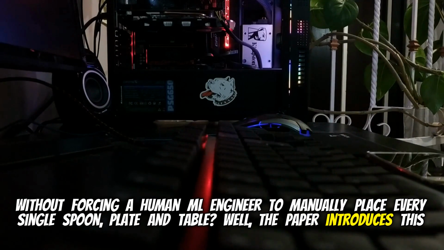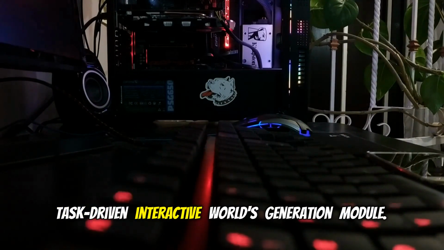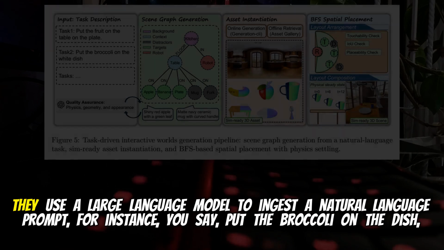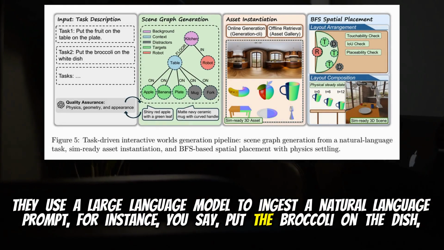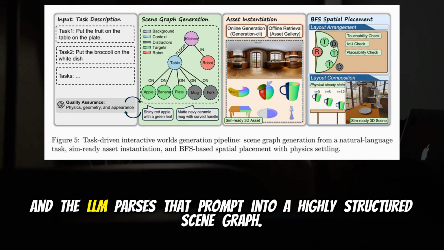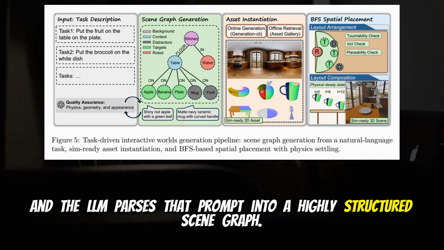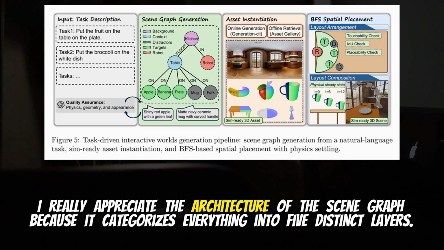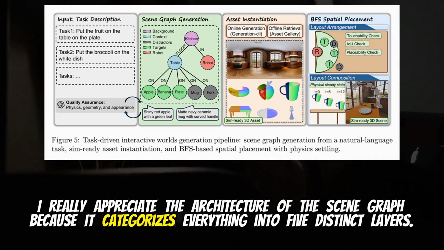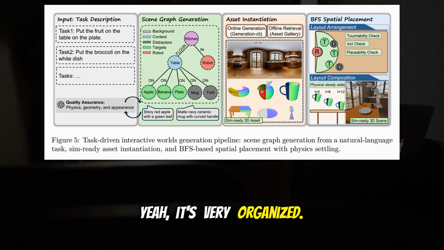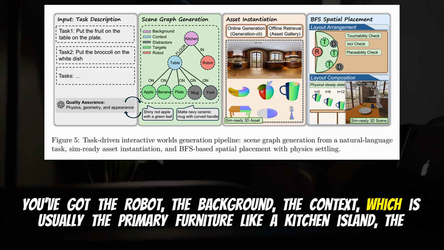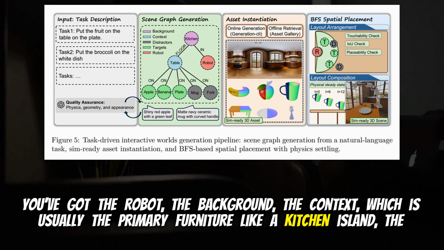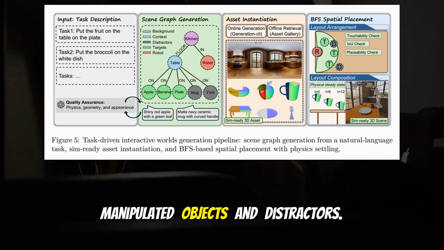Well, the paper introduces this task-driven interactive worlds generation module. They use a large language model to ingest a natural language prompt, for instance. You say, put the broccoli on the dish, and the LLM parses that prompt into a highly structured scene graph. I really appreciate the architecture of the scene graph because it categorizes everything into 5 distinct layers. Yeah, it's very organized. You've got the robot, the background, the context, which is usually the primary furniture, like a kitchen island, the manipulated objects, and distractors.